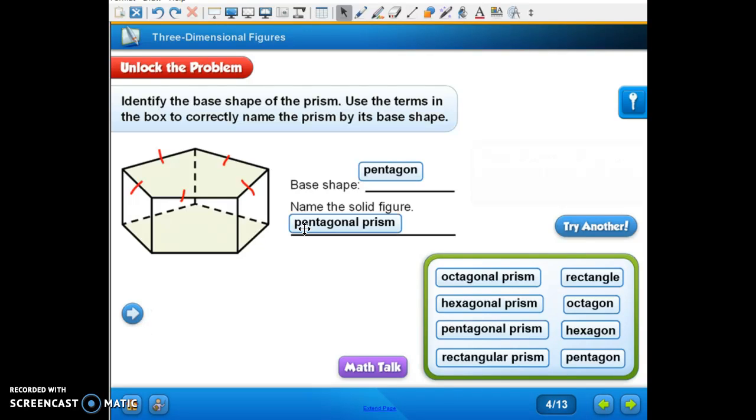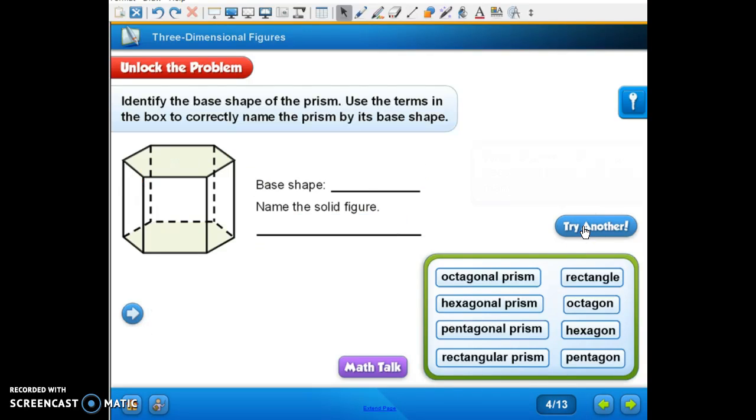Okay, let's try another one. What is this base shape? Let's count the sides. 1, 2, 3, 4, 5, 6. Hexagon. So 6 is a hexagon. So the base is a hexagon, so it's a hexagonal prism.